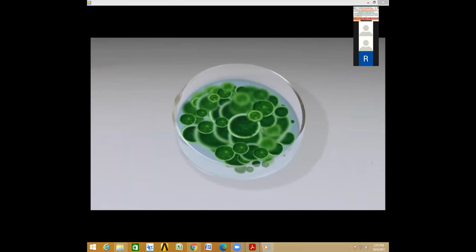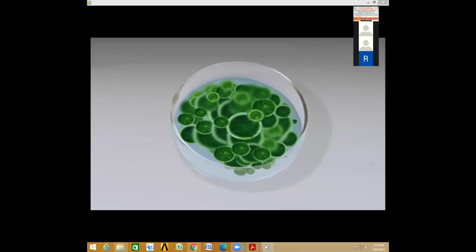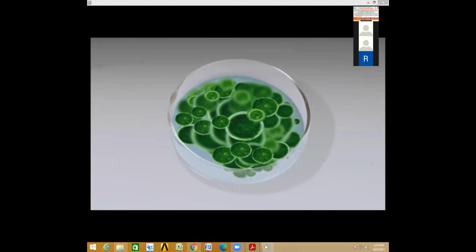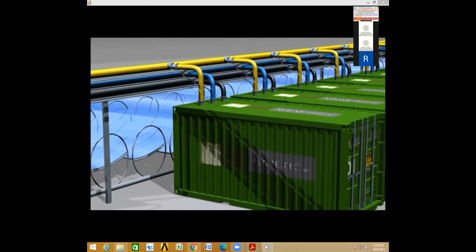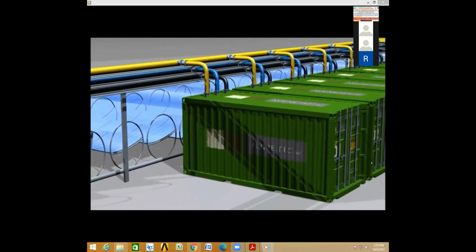I'll come to that point. Now this is a microplate. It's a petri plate where the organism is growing. From that organism only, you will find biodiesel inside the cell. As you can see, inside the cell only, all the biodiesel is trapped.